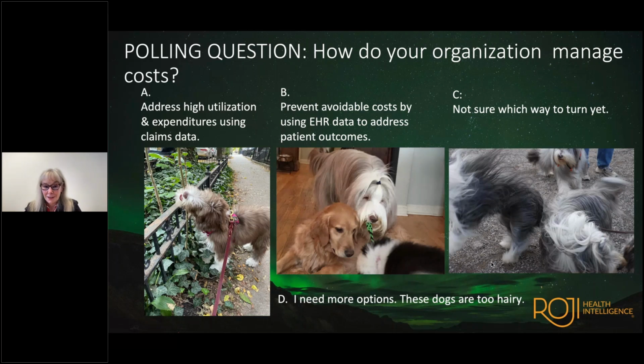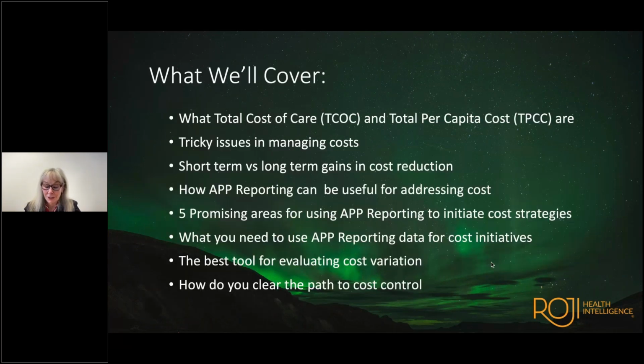This is a very busy slide of all the things we're going to cover, and its purpose is to tell you that we're going to talk about what total cost of care and total per capita cost are, how we're going to go about it through APP reporting, some of the 5 promising areas that you can use, how you would do it, and how you can clear your path to cost control.